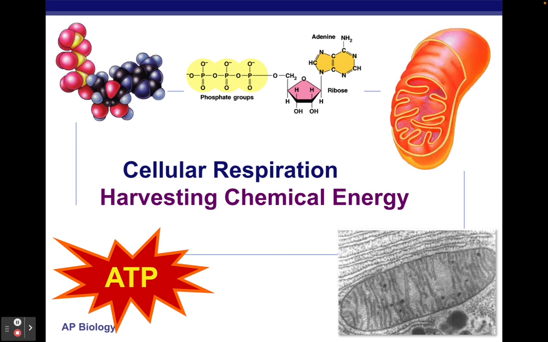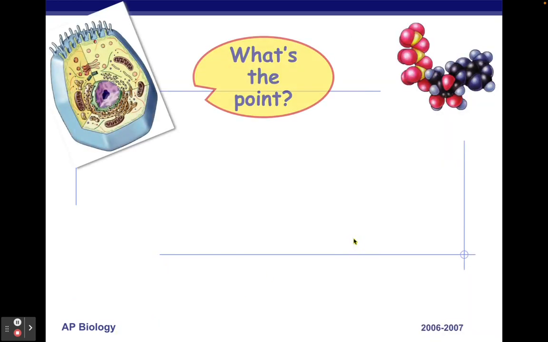Okay. So, harvesting chemical energy. And we can see a bunch of pictures up here. We have our ATP, we have our mitochondria. This is what ATP actually looks like. This is an actual picture of the mitochondria, what it looks like. So, let us begin. Just kidding. It doesn't want to move forward.